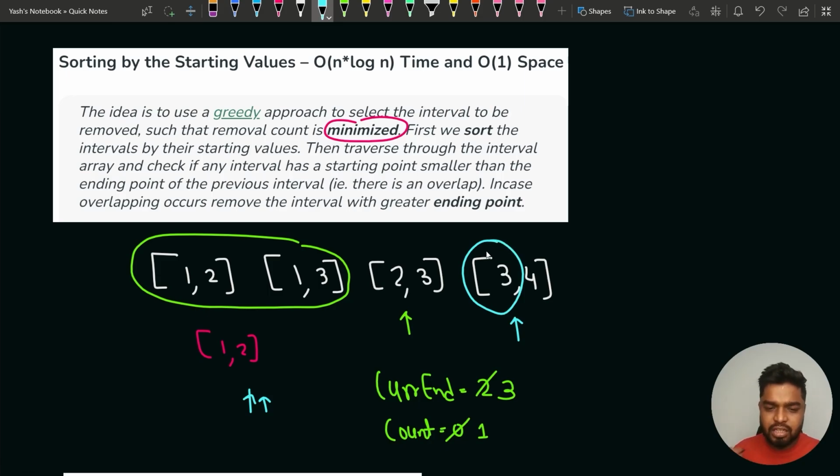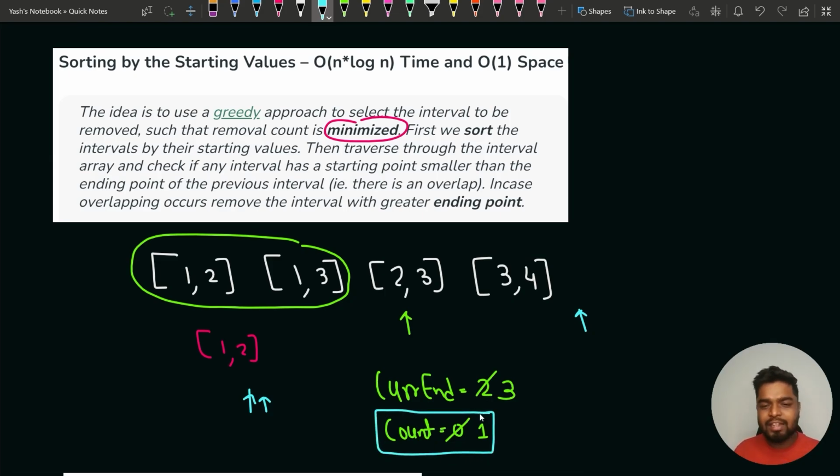So that is why we'll not consider this as an overlap, and we'll say that this is fine, there is no overlap here. So we'll move to the next one. Now when we move forward, then we do not have anything, and you can understand that the count is still 1 because there was only one overlap. Why was there only one overlap? Because we considered the lesser ending for these two intervals which were overlapping.